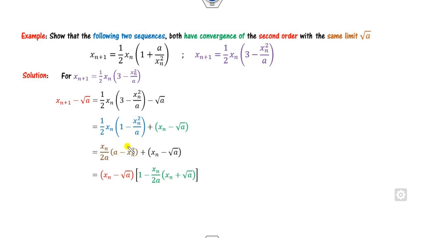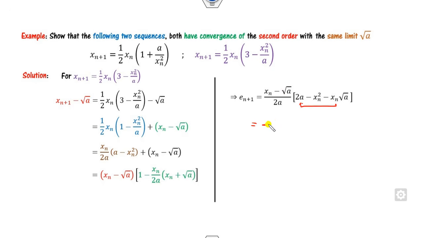So I can substitute here and take the common factor, which can be written here. Now I can open this bracket, which comes to be this one, or you can take the LCM. I can take a minus common. It is divided by 2a into xn square plus xn root a minus 2a. So can you factorize them? Yes, you can easily factorize them.